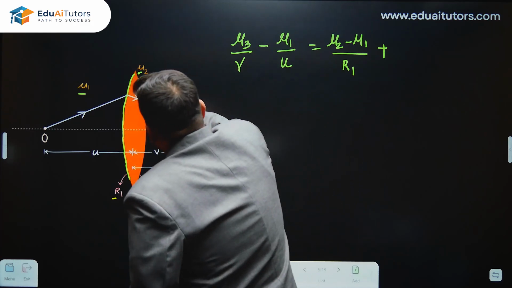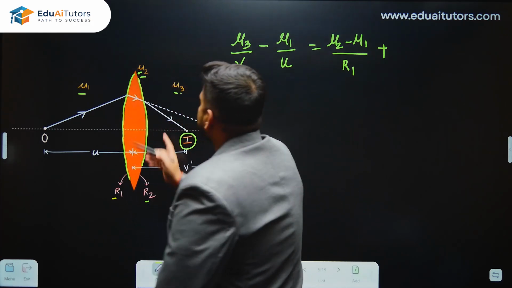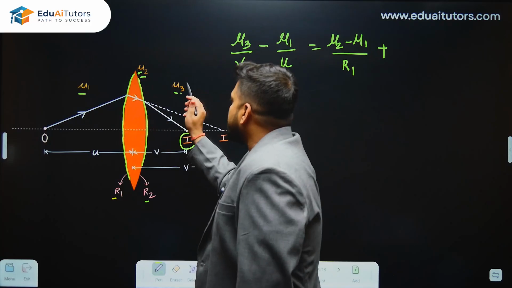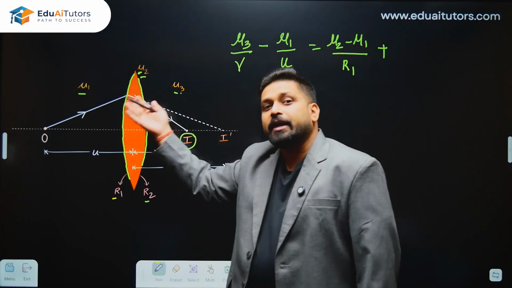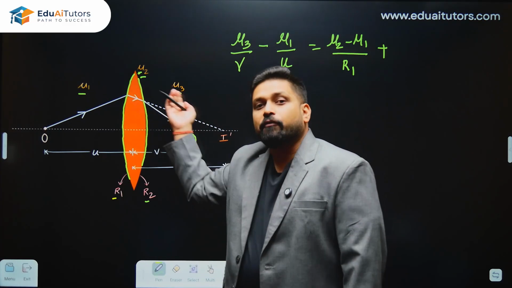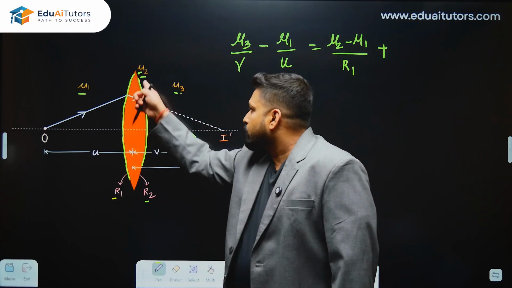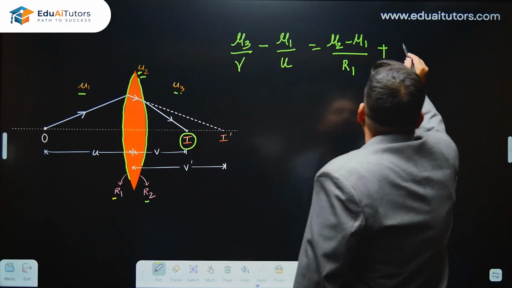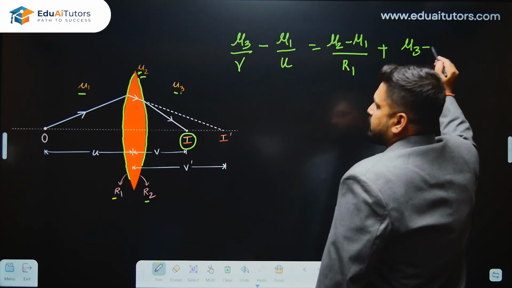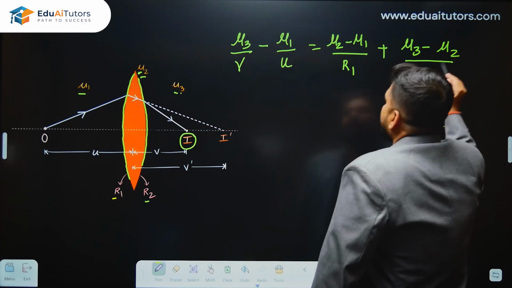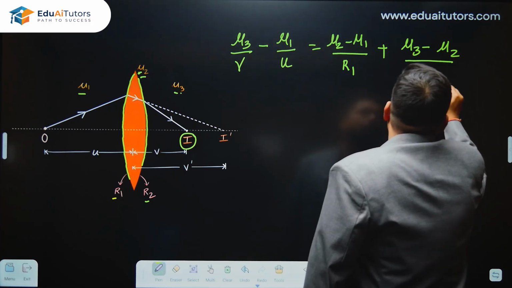Now, I go to the second surface. For the second surface, I'll write first where the light is going, minus where the light is coming from. Where is the light going? Mu3. From where is the light coming? From this medium, mu2, right? So, plus (mu3 minus mu2) divided by R2.